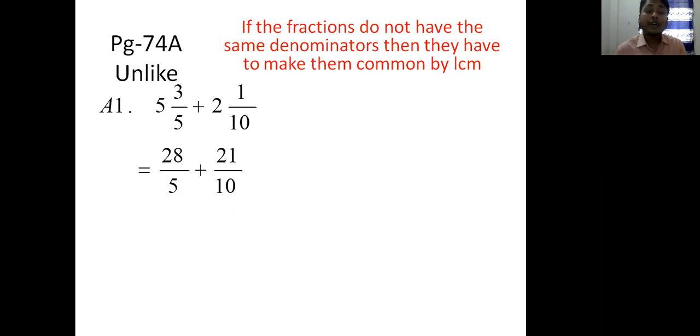For addition or subtraction, both, one condition is that their denominators will have to be the same. But here, the first one is 5, the second one is 10. So anyhow, we have to make them common or same. Then we can do like our previous job. Okay. So making the denominator same is a very important thing.